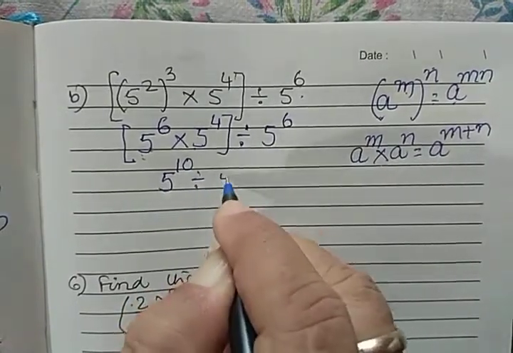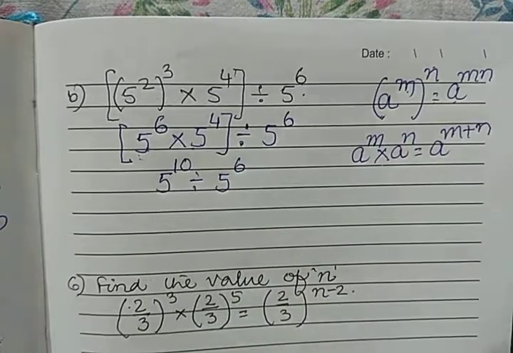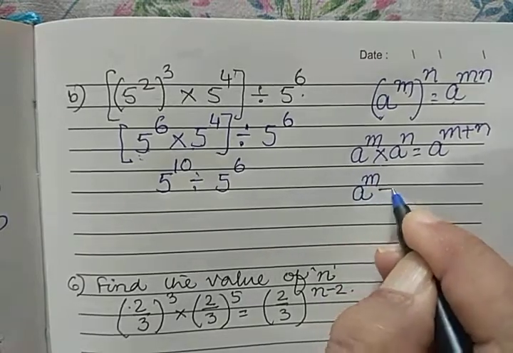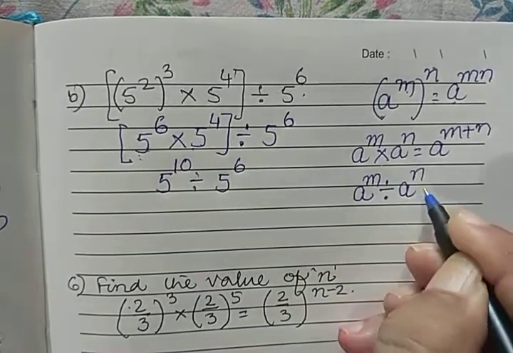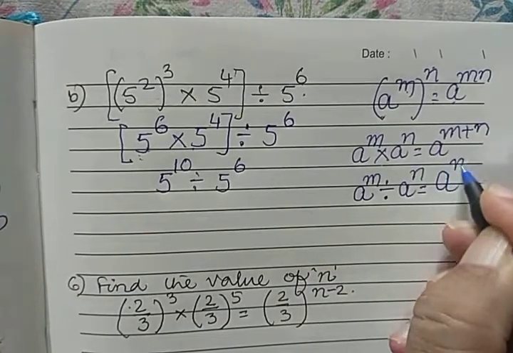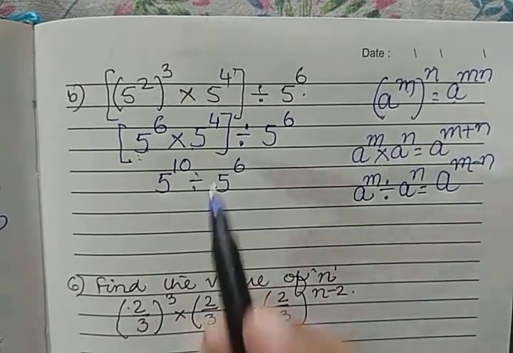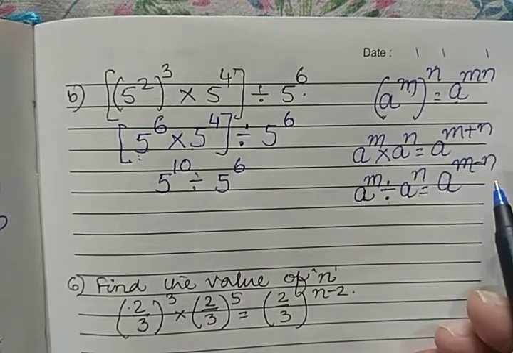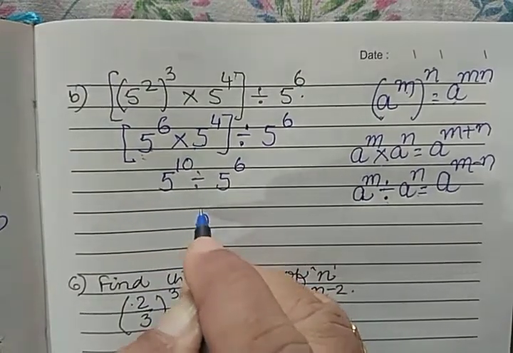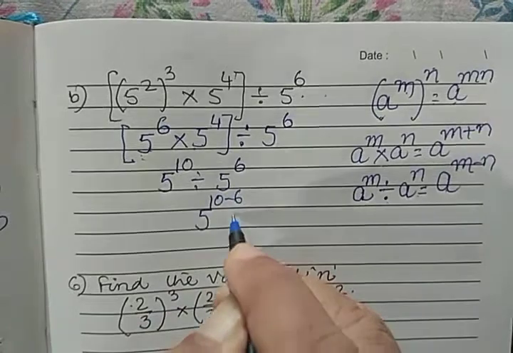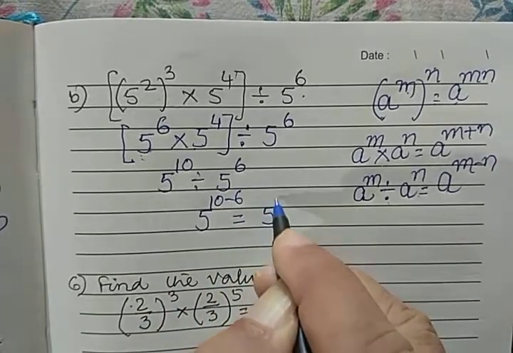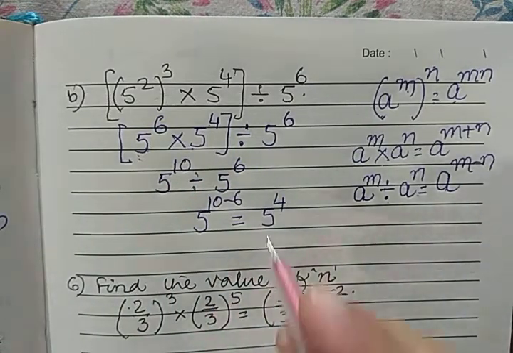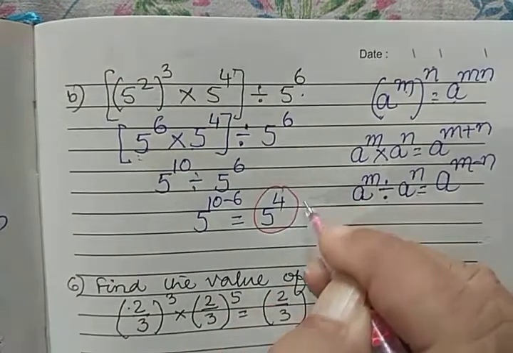Divided by 5 to the power of 6. You see, you have one more rule. What is that? A to the power of m divided by a to the power of n is equal to a to the power of m minus n. So this will become 5 to the power of 10 minus 6. 10 minus 6 how much? 4. So the answer for this is 5 to the power of 4.